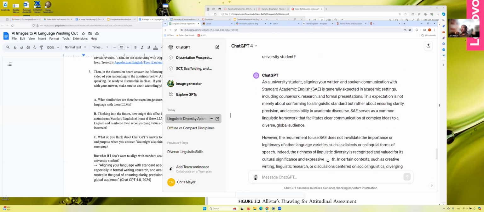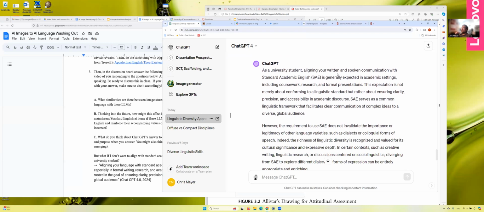And so ChatGPT says, aligning your written and spoken communication with standard academic English is expected, including coursework, research, and presentations. This is not just about conforming, but rather about ensuring clarity, precision, accessibility, and academic discourse. It serves as a common linguistic framework that facilitates clear communication of complex ideas to a diverse global audience. That's pretty hard to argue with, right? And I'm not saying I disagree with a lot of that either.